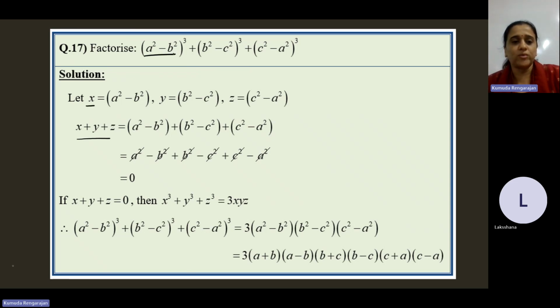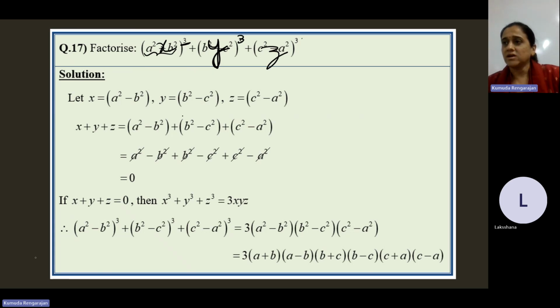So x is equal to a squared minus b squared, y is equal to b squared minus c squared, z is equal to c squared minus a squared. See, this is x cubed, so this is x. This is y cubed, so this is y. This is z cubed, so this is z.